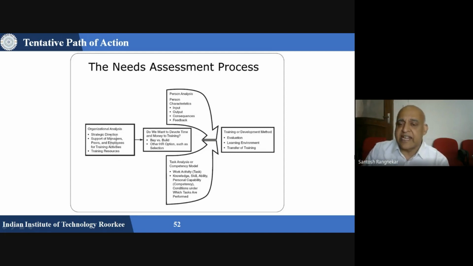So organizational analysis is normally done with the strategic direction. What strategic direction does the top management provide? Support of the managers, peers, and employees for the training activities is there.